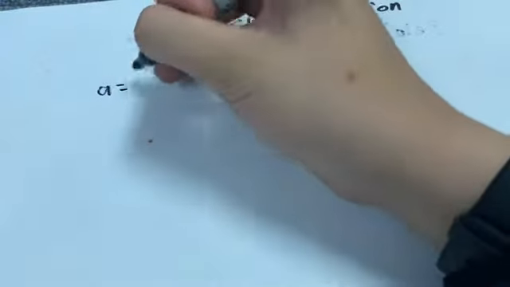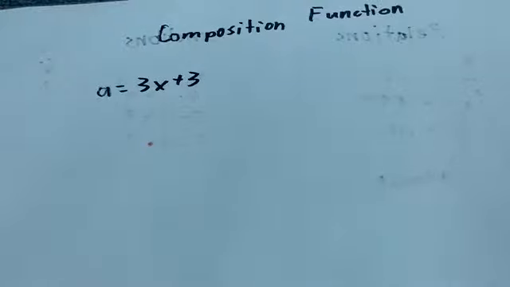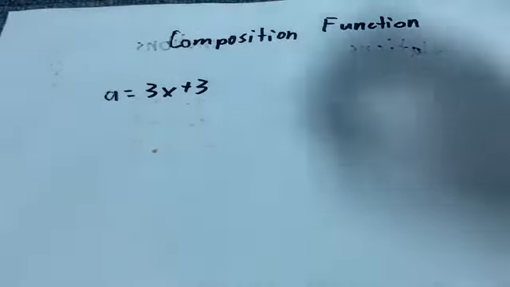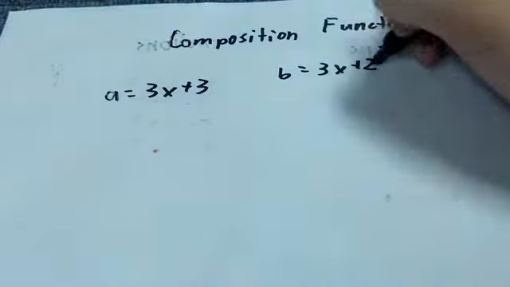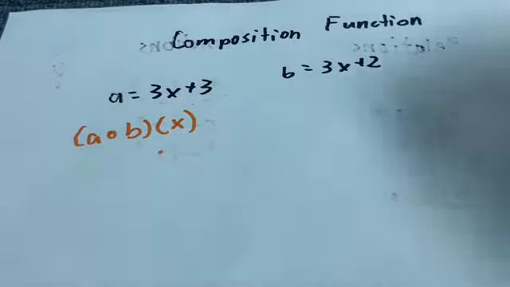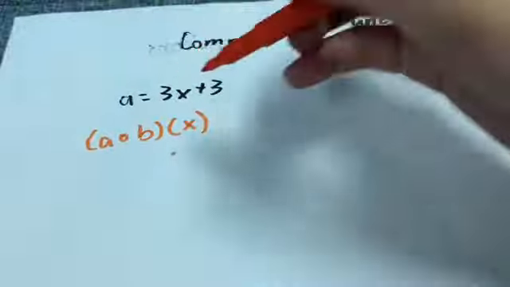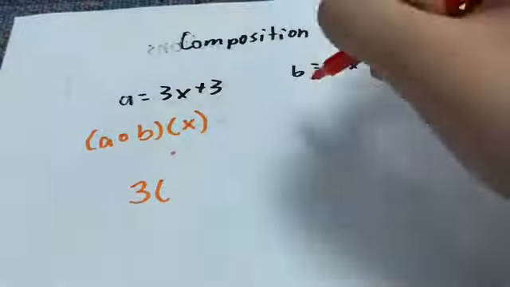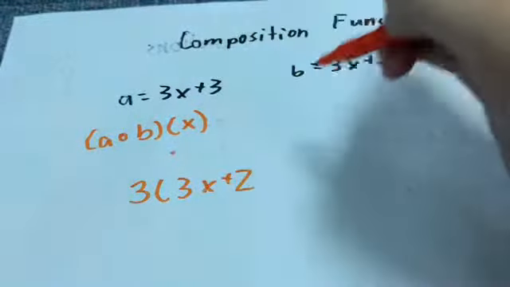This is what we are going to learn about composition functions. We are going to have two functions, A and B. Function A will be 3x plus 3, and function B is 3x plus 2. For example, you are given A of B of x. With composition functions, if it's A of B of x, you are going to replace the x in function A with B, because it's A of B. So you rewrite A, but instead of writing x, you write B. So 3 times (3x plus 2), and then plus 3.